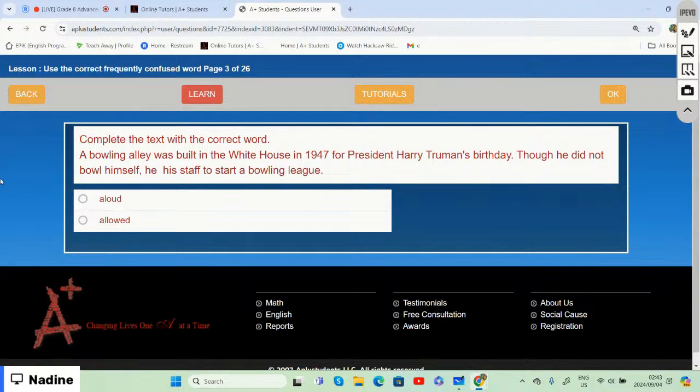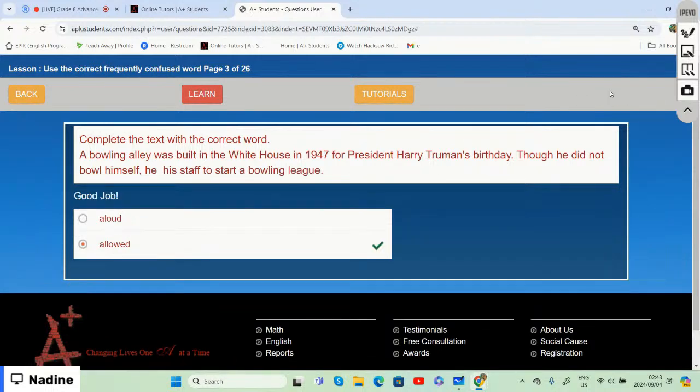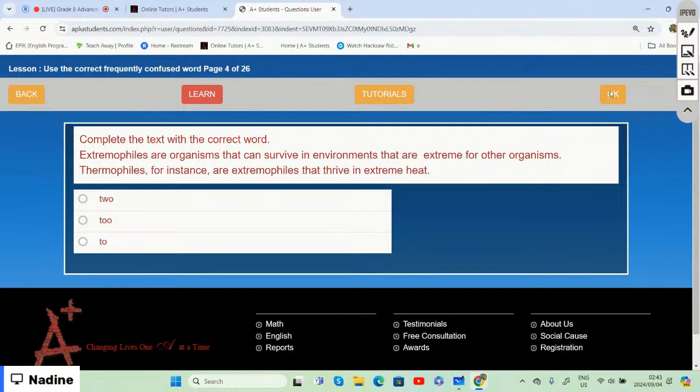All right, and if we were to choose the correct one, we would say he allowed his staff to start a bowling league. So allowed is correct. That is option two, allowed. It's like you're allowing something, like you can do it. It's fine. That is what it means.